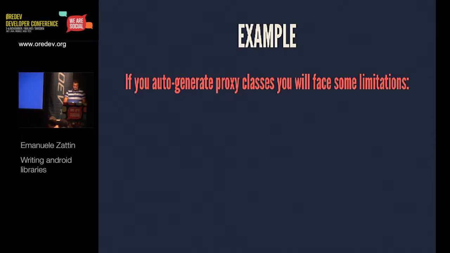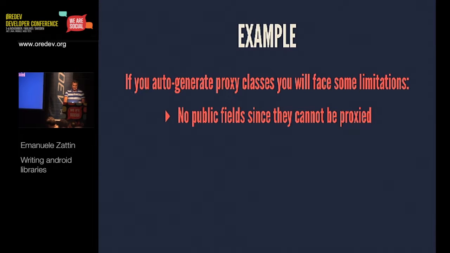As an example, sometimes annotation processing is used to generate proxy classes. So classes that fake to be the class that the user defined, but actually override some behavior. So if you do that, it means that you're overriding methods, so it means that you have some limitations. So you cannot use public fields. You cannot allow public fields because you cannot intercept calls to fields normally. So you cannot proxy those.